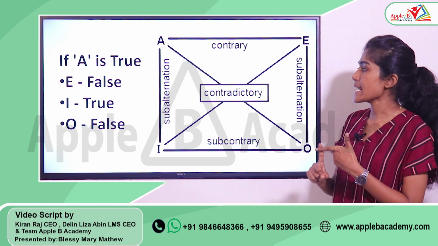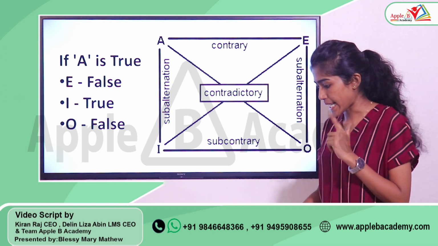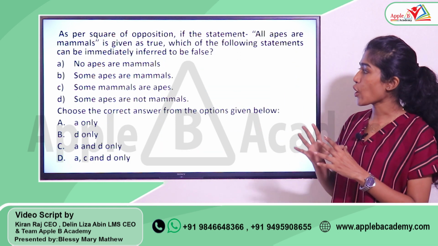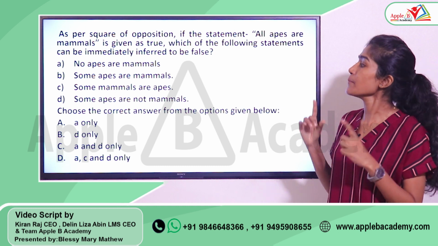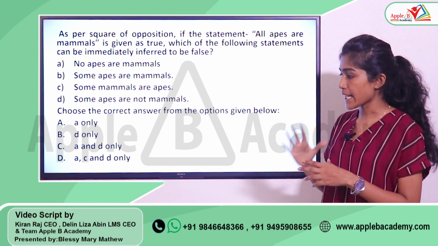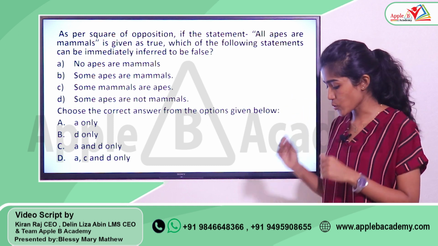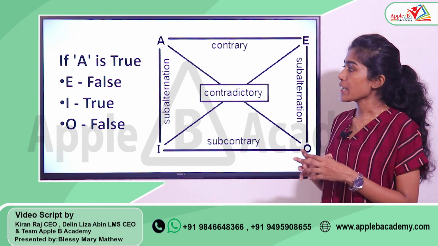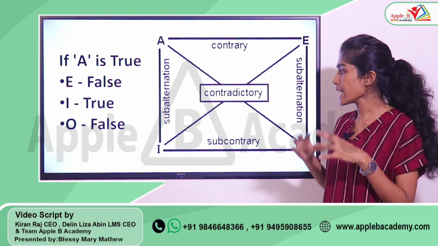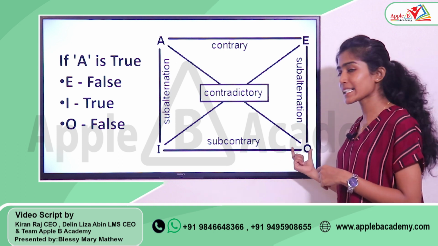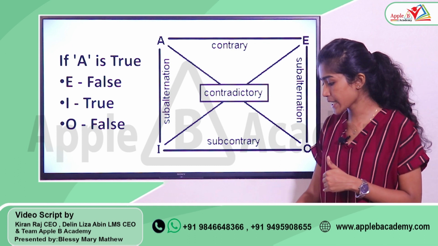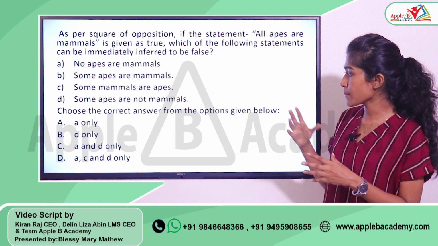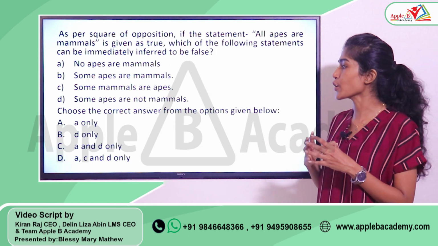One is E. E means universal negative. Let's consider if we have an option of universal negative here. Yes, we have, that is option A, no apes are mammals. So that is false, and you can take that option. The next one is O. If A is true, O will be definitely false. O means particular negative. Particular negative is option D, some apes are not mammals.